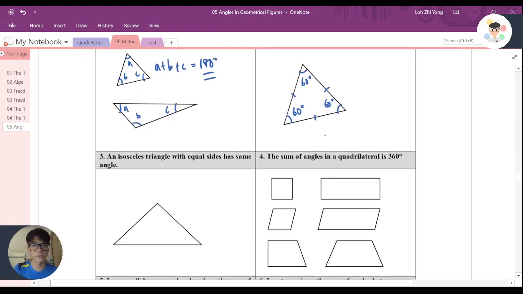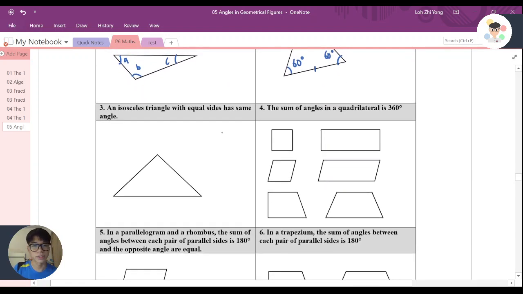So now let's move forward. An isosceles triangle with equal side means that here, and these two equal sides have the same angle. So for example, if this is A, then here will be A. Okay, so this is basically isosceles triangle.